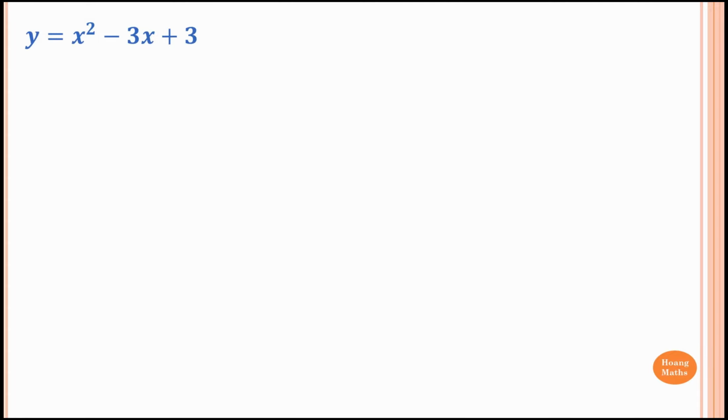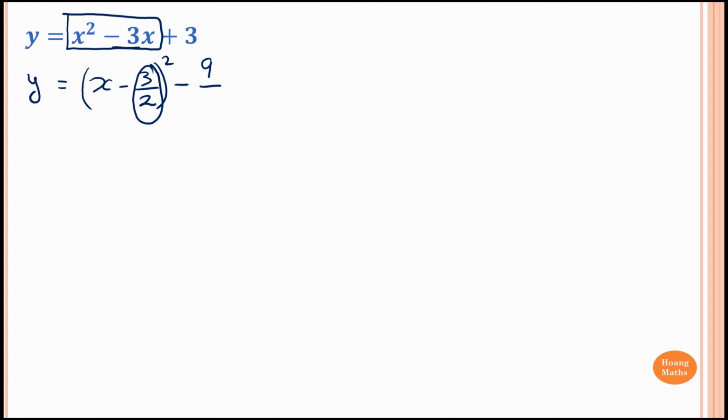So first of all, I take half of the coefficient of x, so half of negative 3. I just leave that in improper fraction. So x minus 3/2, all squared. Now remember, if I expand this out, it gives me x squared minus 3x with 3/2 squared extra. So I minus 3/2 all squared. So 3 squared is 9 and 2 squared is 4. So minus 9/4.